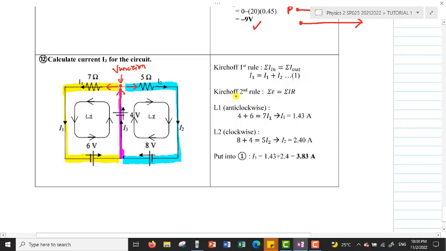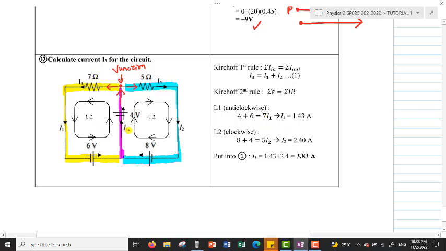Then I'm going to apply Kirchhoff's second rule, summation EMF equal to summation IR. So I'm going to consider loop 1 first. I travel loop 1 anti-clockwise. For the EMF, I compare the direction of the 4 volt EMF with the direction of the loop, it is the same, and the direction of the EMF 6 volt with the direction of the loop is also the same. So I have 4 plus 6. And then the current I1 has the same direction as the loop, so it's positive I1. I1 will pass through the 7 ohm resistor, so we have 7 I1.